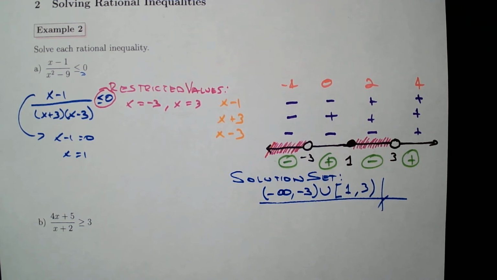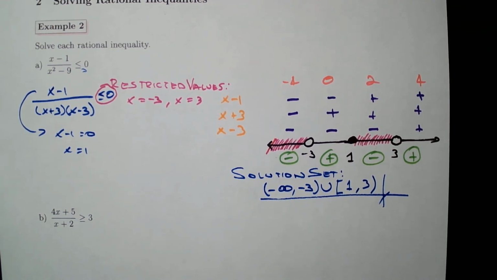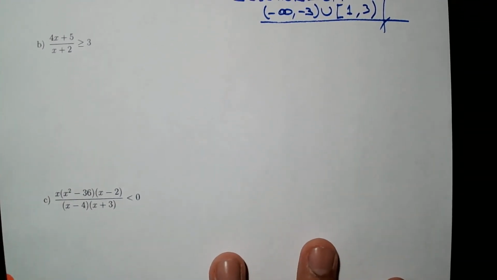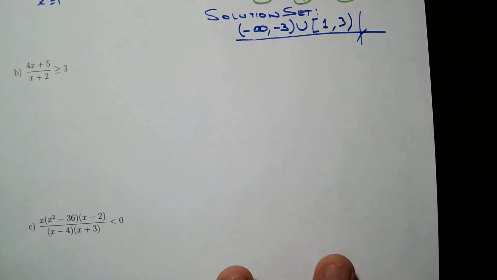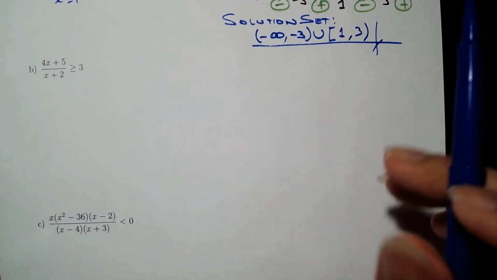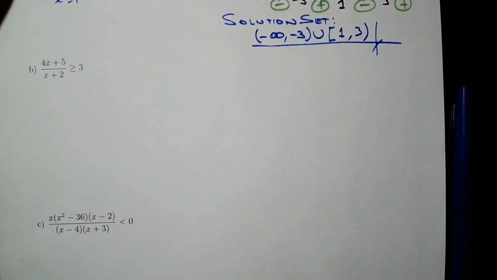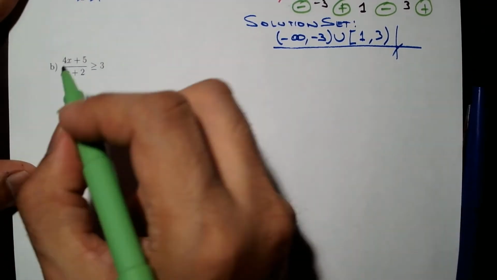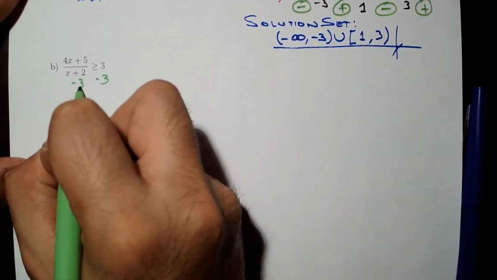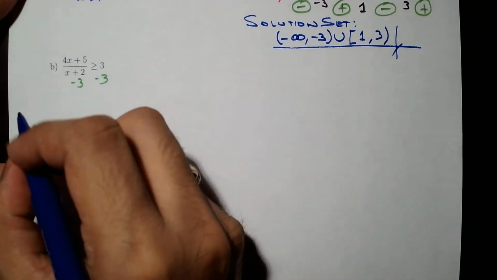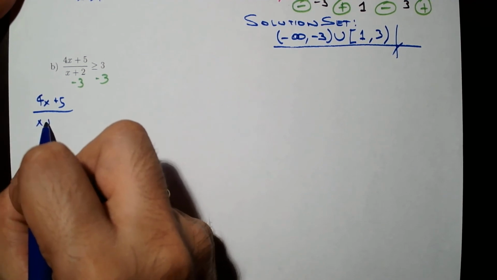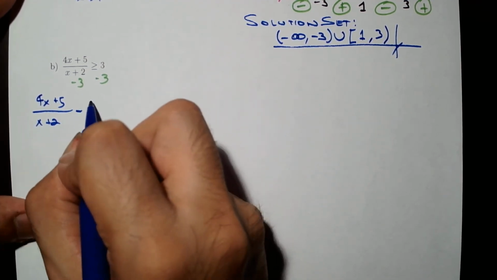Let's look at the second example, which is going to be 4x plus 5 divided by x plus 2 greater than or equal to 3. So in this case, we need to be very careful with how we treat an example like this. We need to make sure that the right-hand side of the inequality is a 0. In order to get that, I'm going to subtract 3 from both sides of the inequality to get 4x plus 5 divided by x plus 2 minus 3.